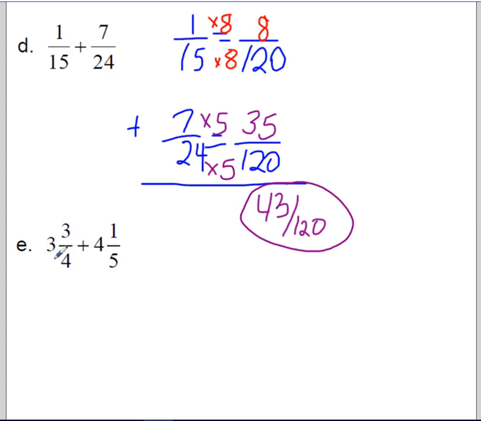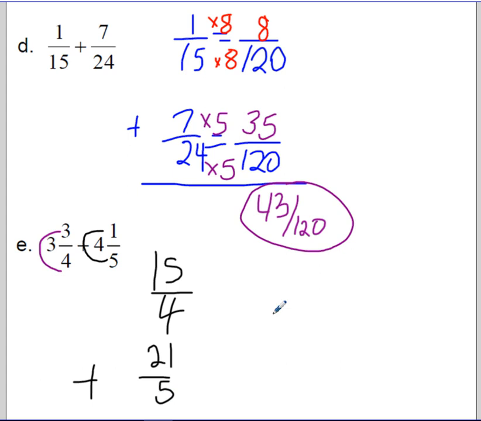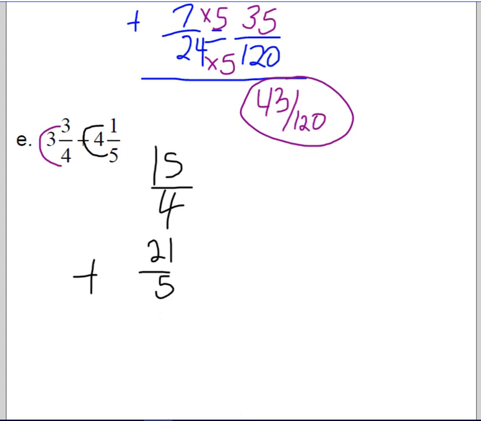So let's take our 3 3/4, and to change it into an improper fraction, we're going to do 4 times 3 is 12, plus 3 more is 15. So that gives us 15 fourths. And we want to add to it 4 1/5. So 5 times 4 is 20, plus 1 more is 21. So we're going to have 21 fifths. And we already had an example with 5 and 4 as our denominators, and we used their common denominator of 20.